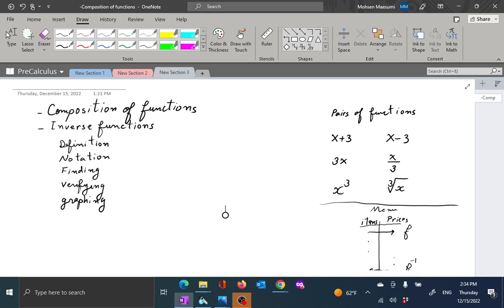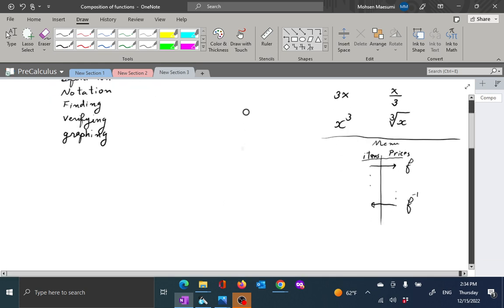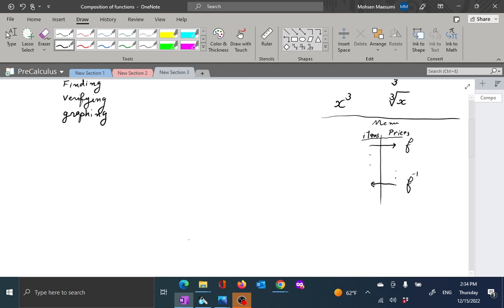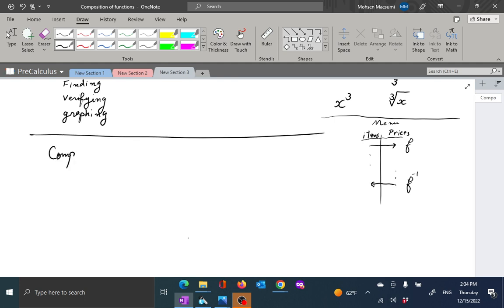For something a bit more sophisticated than that, we have to go and take a look at what the composition of functions was. You probably have seen this in pre-calculus 1 or college algebra, and this is going to be just a review of that. So let's just go ahead and quickly review what a composition of function was.